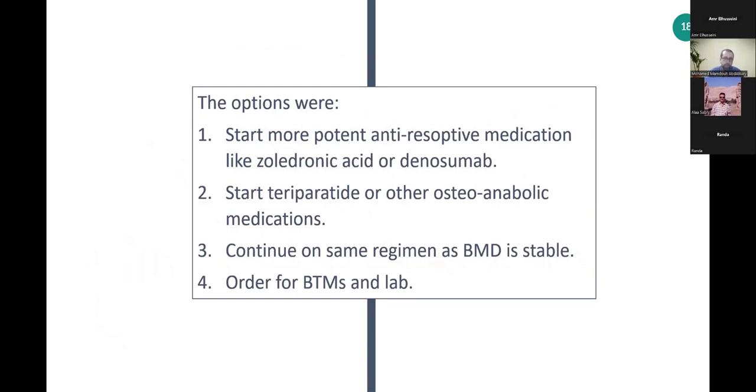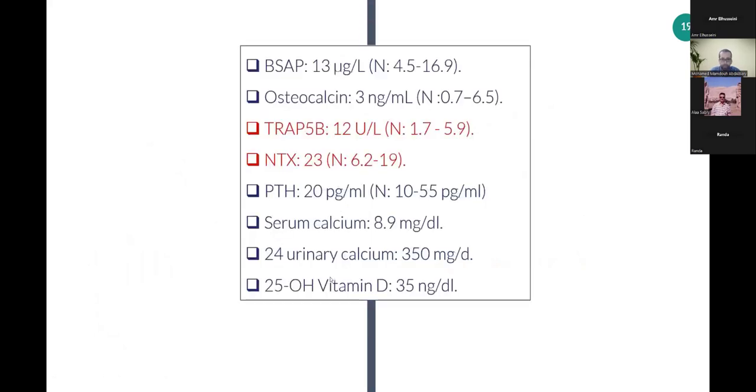BMD is stable over the 7 years, or to order bone turnover markers and other laboratory tests. So we ordered the bone turnover markers. You can see here the BAP, which is bone-specific alkaline phosphatase, and osteocalcin. They were within the normal range, maybe.